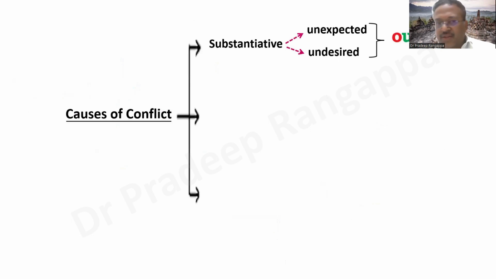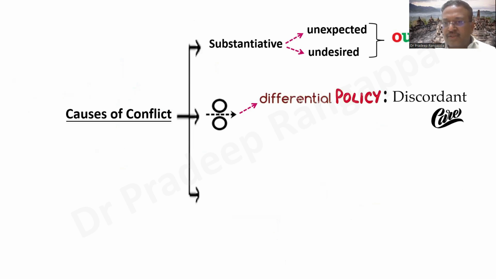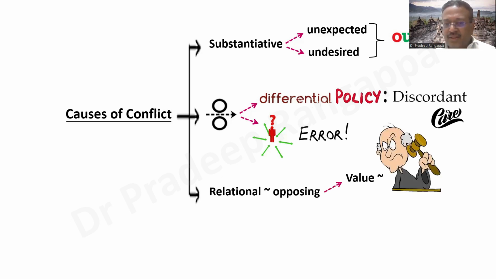What are the causes of conflict? There are three causes. There are substantive causes, where an unexpected or undesired outcome has happened. And there is process problem, where there is a differential policy, where there is discordant care given to individuals, which leads to conflict, or there is a decision making error. When I say differential policy or discordant care, this can happen within the team and between the team and the family. And there is relational, where there are opposing value-based judgments happening, and there is communication failure. So these are the three broad causes.